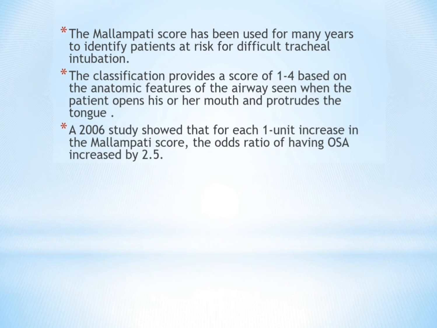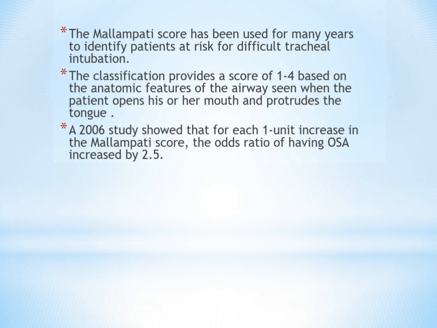The Mallampati score has been used for many years to identify patients at risk for difficult tracheal intubation. The classification provides a score of 1 to 4 based on the anatomic features of the airway seen when the patient opens his or her mouth and protrudes the tongue.